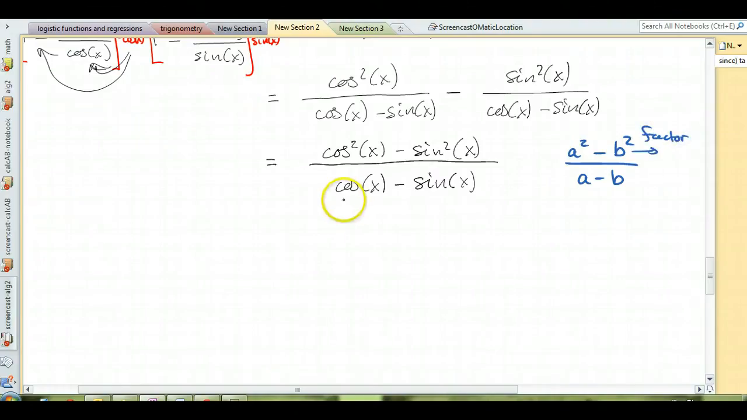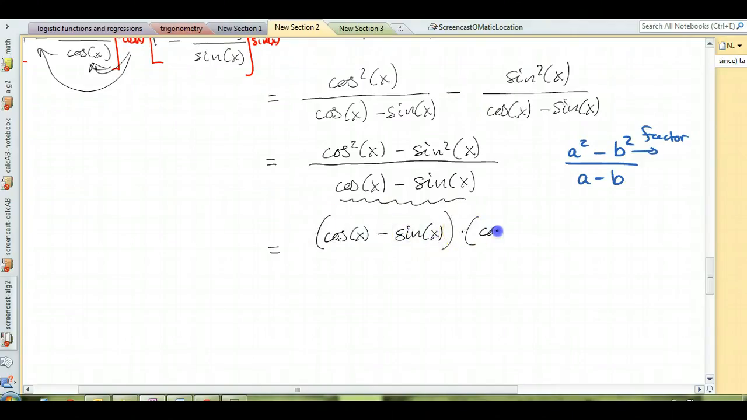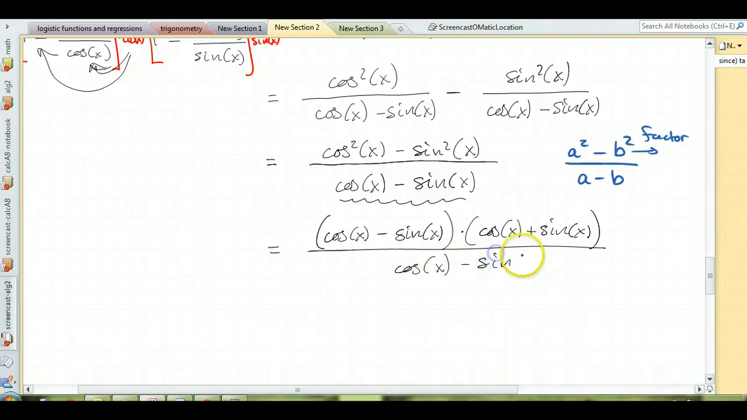Because actually the bottom right here, I know the bottom is a factor of the top. How so? Well, look, how do you factor a difference of squares? Cosine minus sine times cosine plus sine, divided by cosine minus sine. That's what I was saying. I was saying the denominator is actually a factor of the numerator. You see right here? So now here we go, we do this, and we have just landed on cosine x plus sine x.